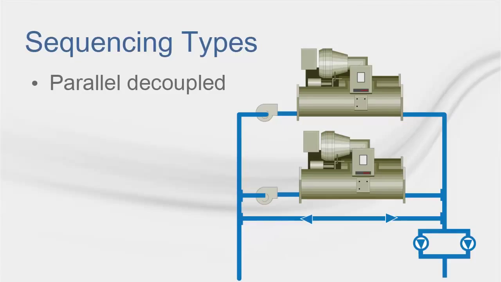Parallel decoupled sequencing has a similar arrangement to the parallel sequence with the addition of a decoupler or bypass line. It also adds a secondary pump for variable flow distribution to the actual building loads. This scenario is often referred to as a primary-secondary scheme and will require you to set up a secondary distribution pump within the plant controls, which we will cover later.